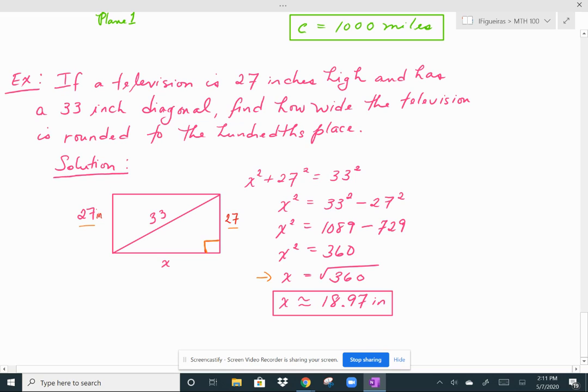Now, although 36 is a perfect square, 360 is not. So at this point, you should plug that into a calculator, take the square root of 360, rounding to the hundredths place as indicated in the directions means that you want to round to the second decimal place, which means you look at what's to the right of the second position. In this case, the number to the right of 7 is something less than 5. So your width is approximately 18.97 inches.